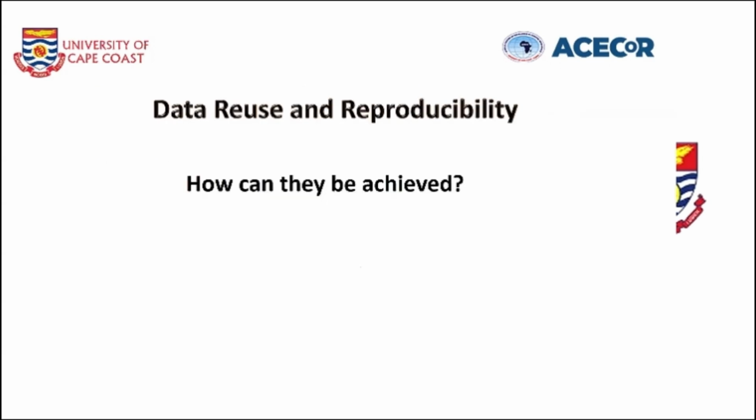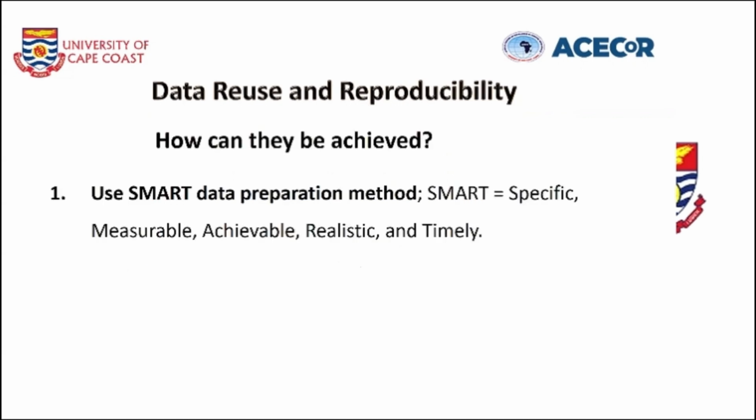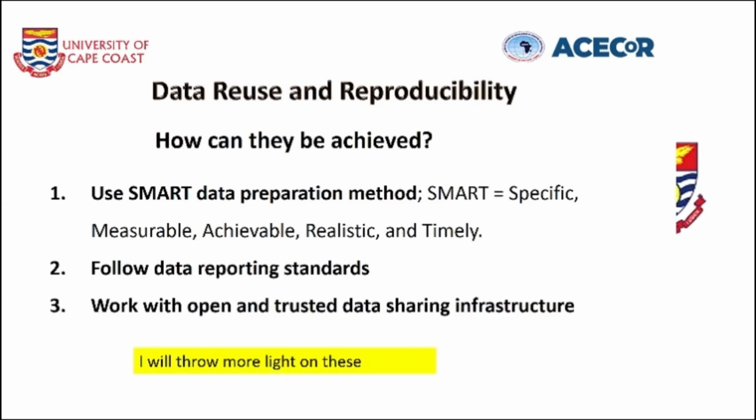So then the question arises, how can we achieve this? How can we achieve data reuse and data reproducibility? Well, I'm going to share 3 pieces of advice and elaborate on these pieces of advice later. The first advice I will share is that we should strive to use smart data preparation methods. And I think the earlier presenters talked about how you can prepare your data, label the data properly, assign the necessary identifiers and metadata sets to be able to ensure that your data is properly prepared. The second advice is to follow data reporting standards. And the third is to work with open and trusted data sharing portals. Okay, and I will throw a bit more light on each of these quickly.